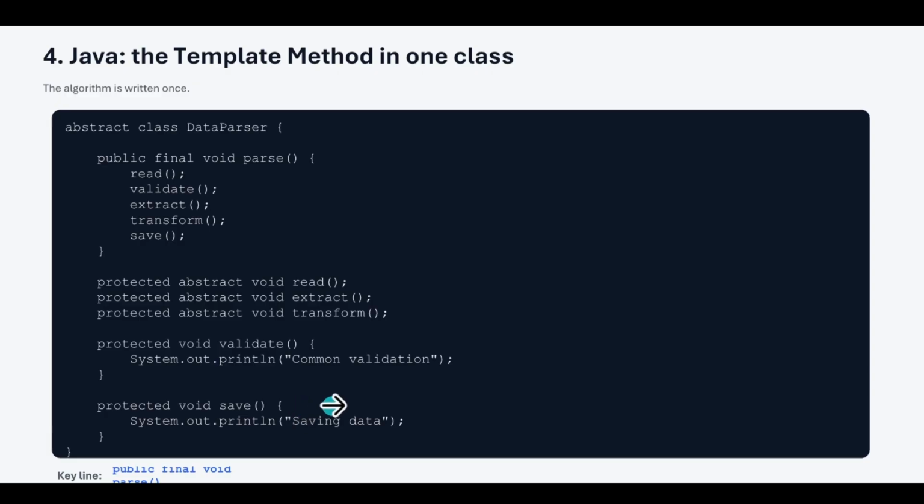if that is not the case, then we can also make this abstract, and the child class will take care of this as well. But we are assuming that validating and saving are the same for all the parsers. But reading that file, extracting, and transforming will directly depend on the parsers that implement or extend this data parser abstract class. So they need to implement these methods, and the other methods are written over here only, so that will be used here in the parse method.